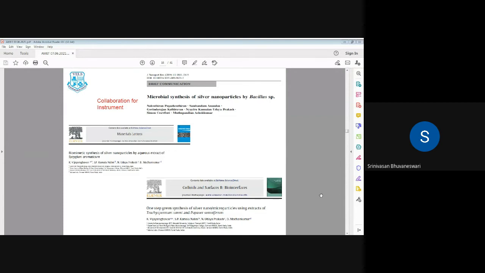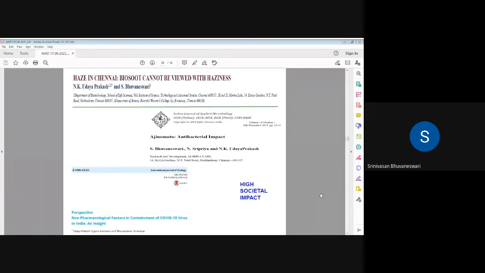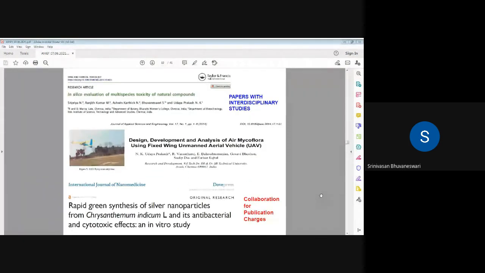Without leaving, you can expand your knowledge on the next area also. So now we have formed our indexing. You can see high societal impact journals, work, not the journal, it's a work. Then papers with interdisciplinary research, even collaboration for the sake of facility, for the sake of publication charge, for the sake of language.